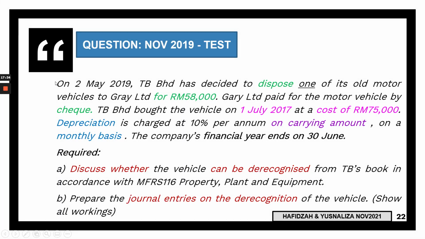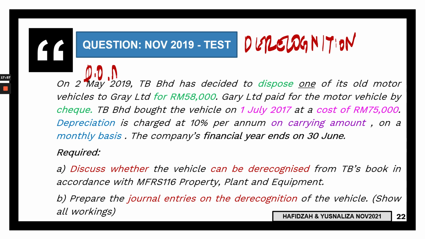So let's look at the one comprehensive question, which is from the common test November 2019, question 3, and this is just focusing on question 3 that relates to the recognition. So the part on the recognition only, right? So on 2nd of May is the date of acquisition of the item that we are concerned with here.